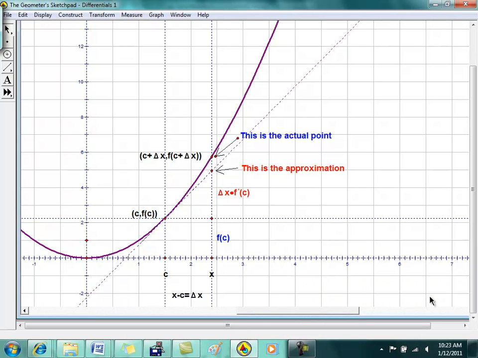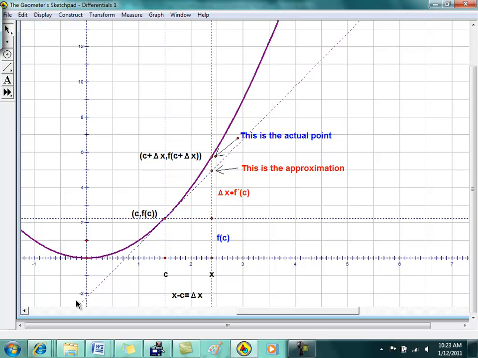All right, so what differentials let you do is approximate the change in the function as you move from a given point. So you are given this point, c, f of c, and you change it to this point here, c plus delta x. You start out at this point and you say, okay, I know what the function value is. I want to approximate what the function value is here. And what you do is, instead of using this dark line here, you use this tangent line to get an approximation.